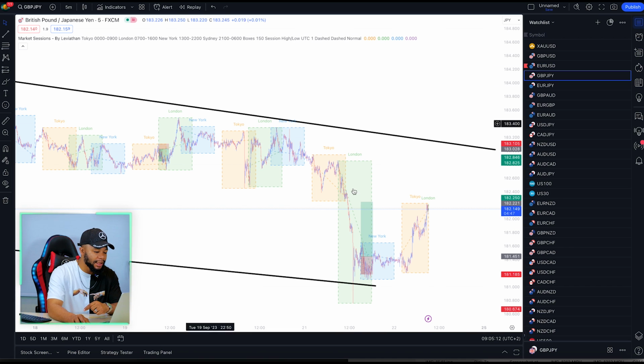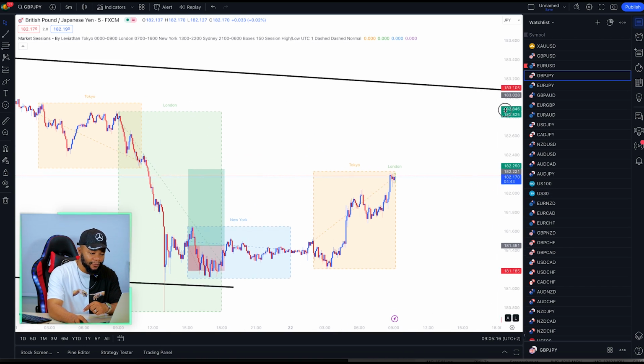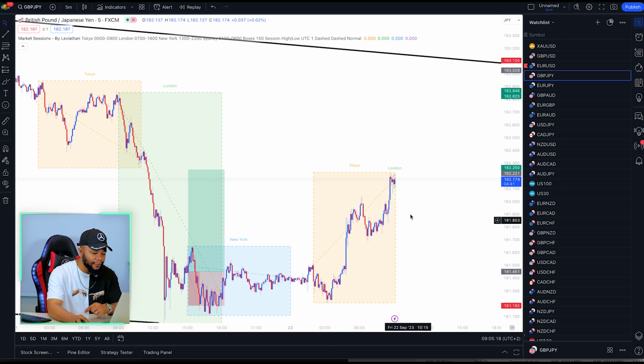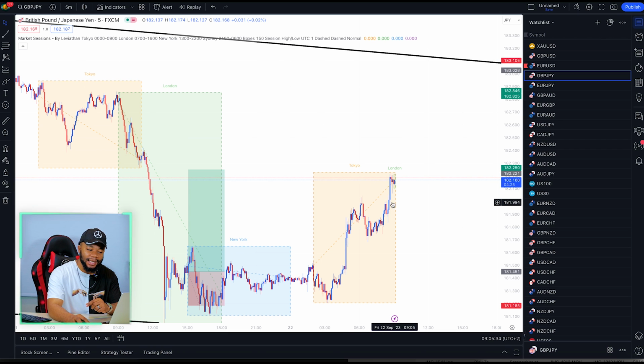So let's put our indicator back and then zoom this out. Voila. So you can see the trend before the London session, the Tokyo session, was an uptrend. The overall trend on the higher time frame says the market is overall in a downtrend. So we're going to be selling directly here.